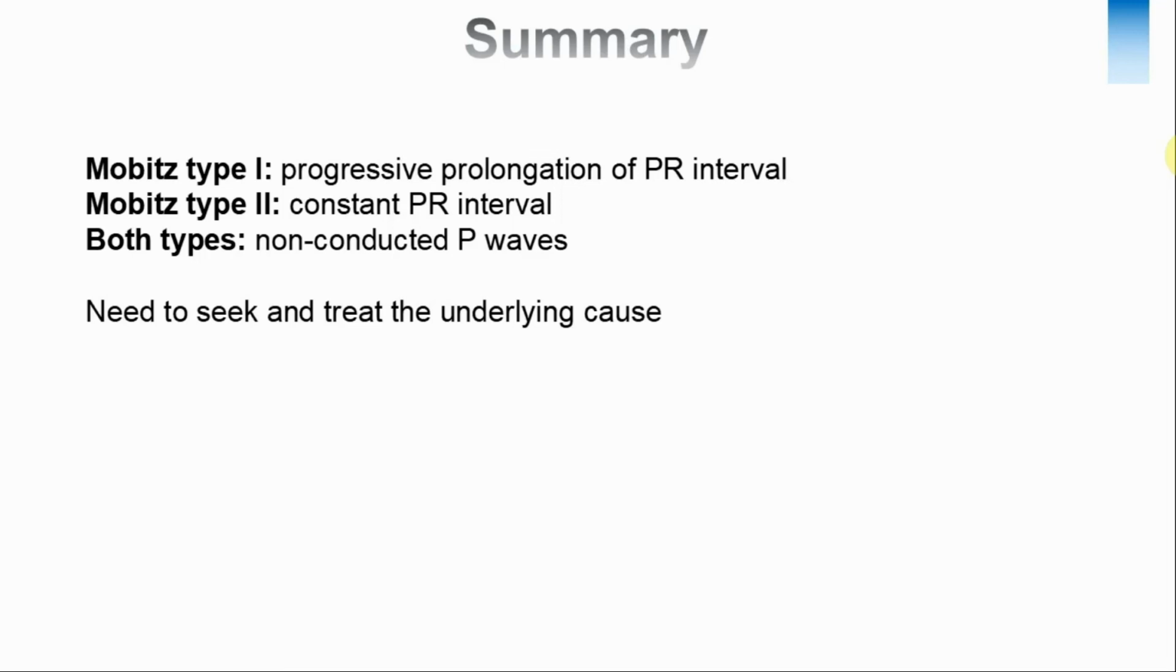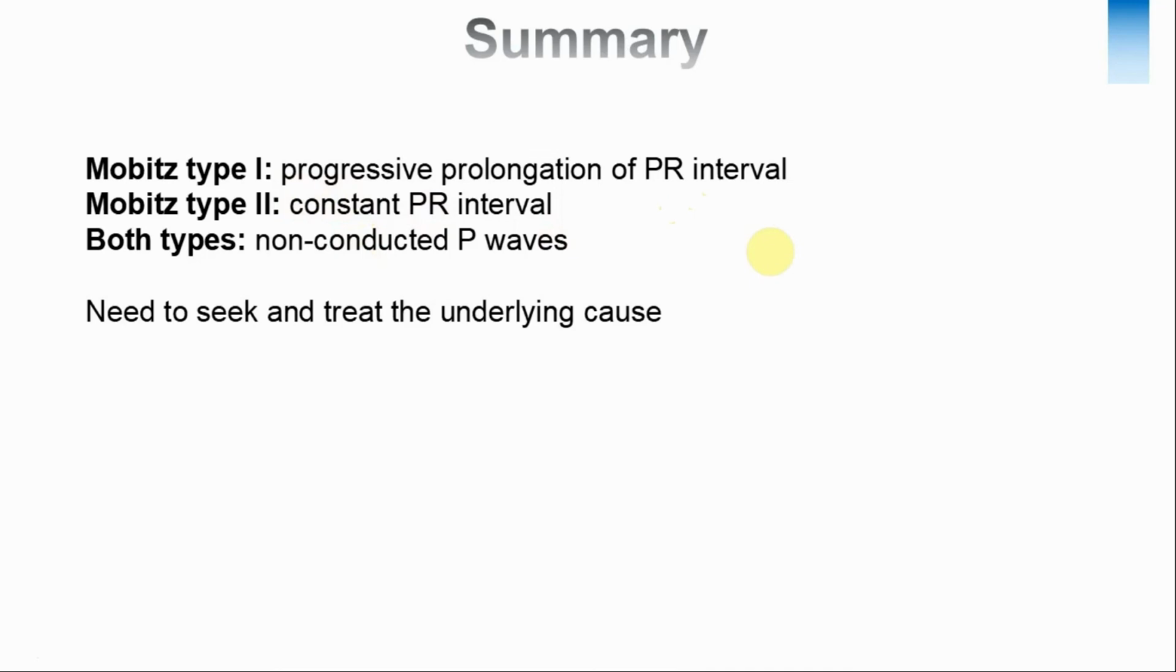The second-degree heart block is an interesting concept. There are intermittent non-conducted P waves in the second-degree heart blocks. There are two types of the second-degree heart blocks. These are Mobitz type 1 and Mobitz type 2. In the Mobitz type 1, the PR interval progressively prolongs followed by intermittent non-conducted P waves. At the same time, the RR interval progressively shortens.